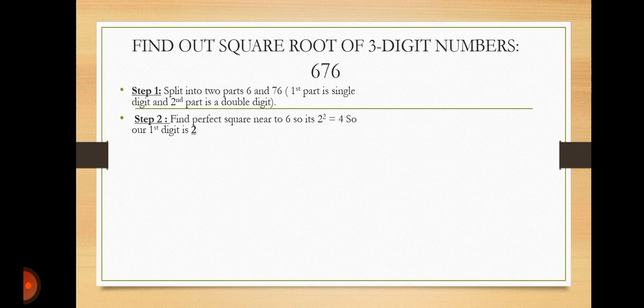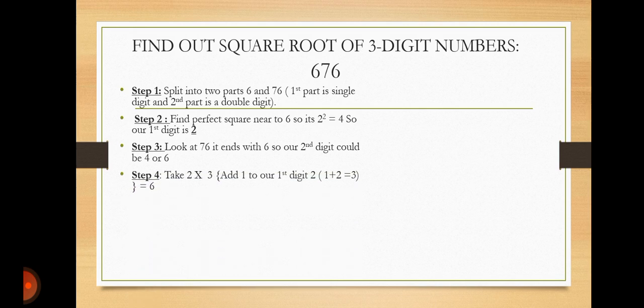Now we will look at 76. It is ending with 6. So our options would be 4 square, which is 16, or 6 square, which is 36. So our second digit would be either 4 or 6. But how to choose between 4 and 6? For that we will again go back to step 2. Take our first digit 2. We will add 1 to that number 2. We will get the answer as 3. We will multiply 3 with our first digit 2. So we will get 6.